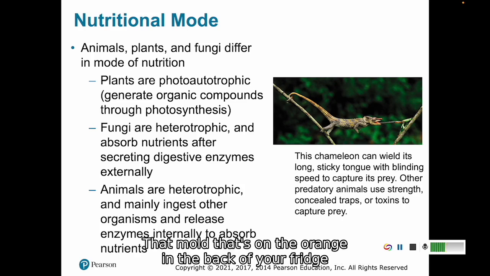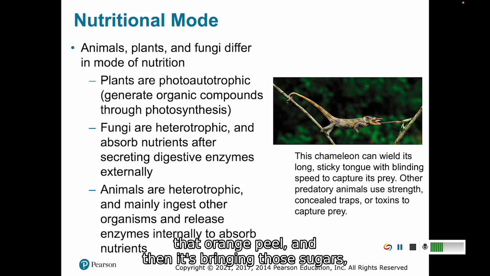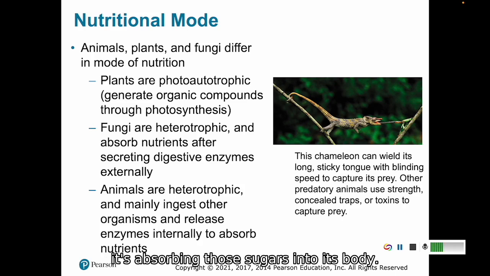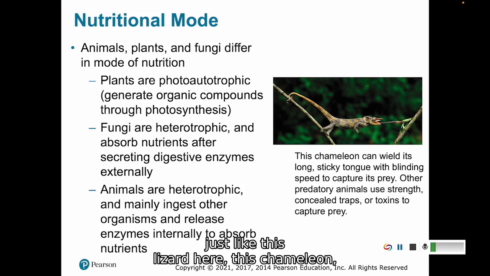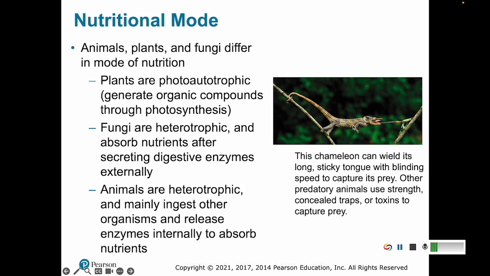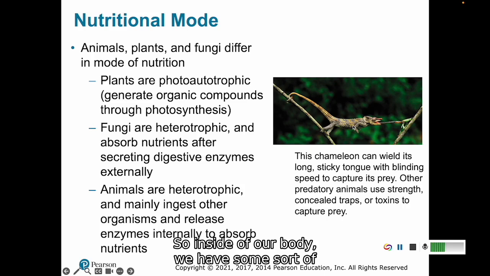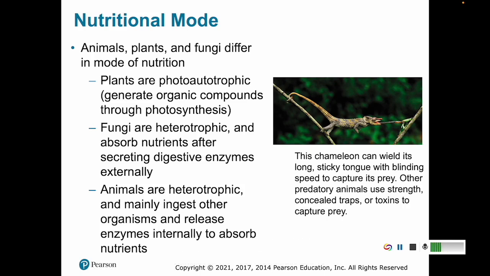That mold on the orange in the back of your fridge is excreting enzymes that break down that orange peel, and then it's absorbing those sugars into its body. Animals are heterotrophic, but we mainly ingest. It's just like this lizard here, this chameleon, is going to grab this bug and pull it inside of its body. So inside of our body, we have some sort of digestive system or digestive cavity or something internally where we keep our enzymes to break down food. That happens internally.